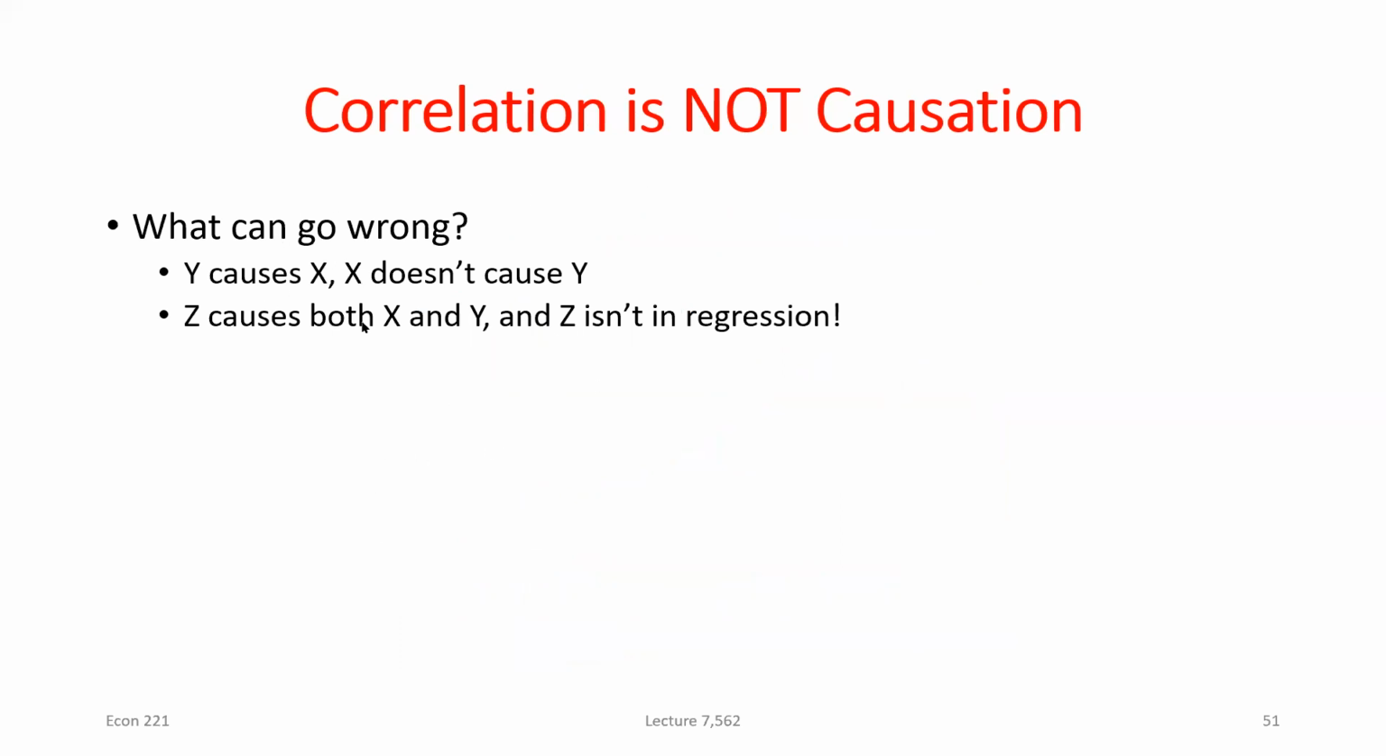So what can go wrong? We've got this outside variable Z that's causing both X and Y to change. As we include more variables, it's less likely we've left out this important variable Z that's driving both of these things. Once we get Z into our right-hand side, added in as an additional control variable, we're able to control for that factor, and it no longer screws up the coefficient that we're looking at.